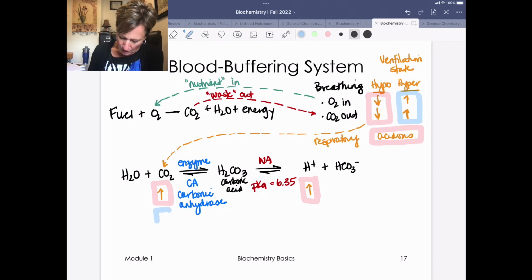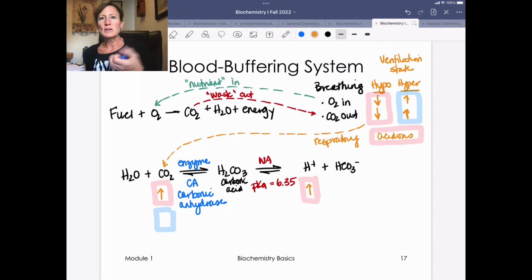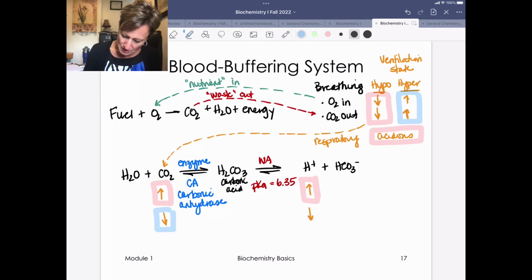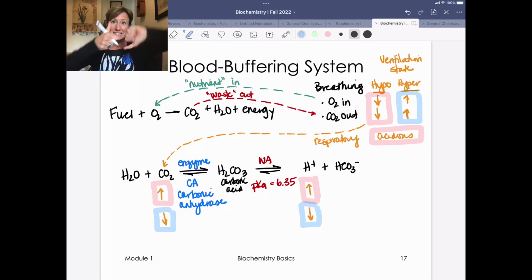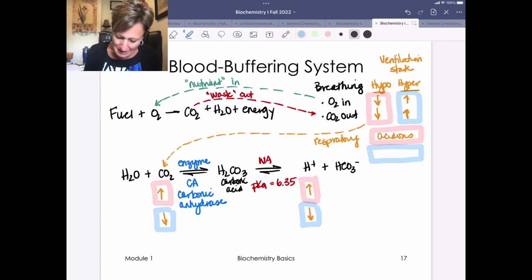Let's talk about what would happen if you were hyperventilating. Hyperventilating is now going to have the opposite effect. Since we are increasing our exhalation of CO2, we are going to be decreasing the concentration of CO2 that we have in our body. Now we're pulling on that side of the equilibrium, so we're going to shift our equilibrium to the side with H2O and CO2, which means we are going to be decreasing the concentration of H+. Decreasing H+ concentrations means increasing pH. That is a state of alkalosis. And again, this would be respiratory alkalosis.